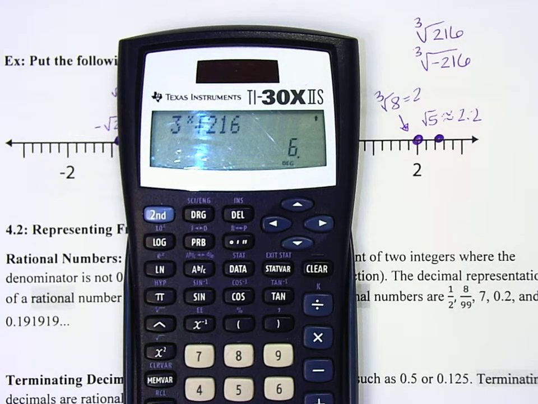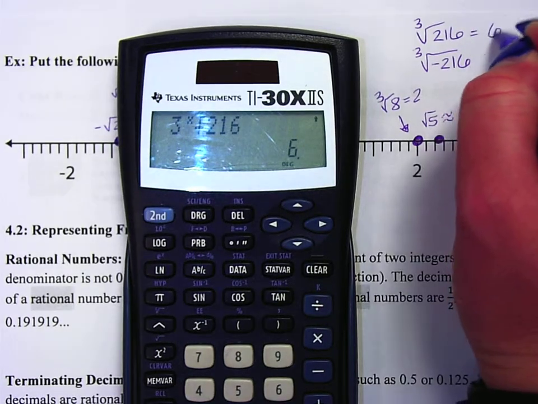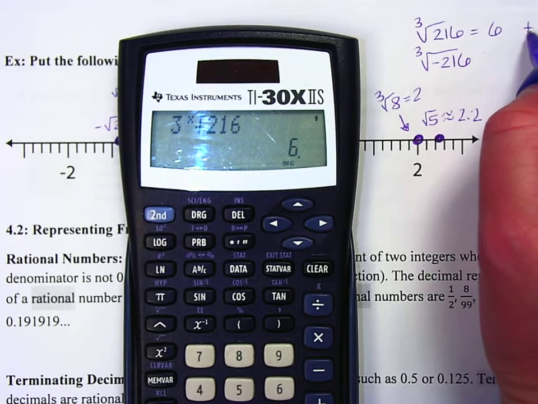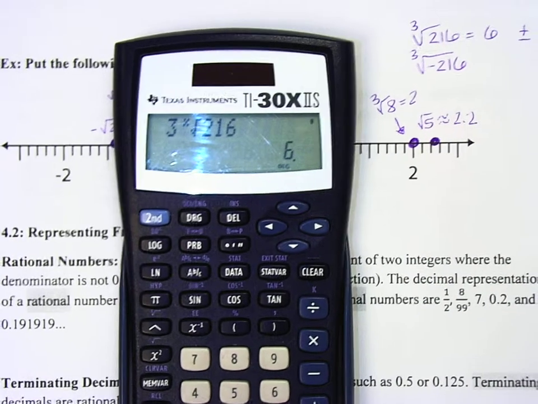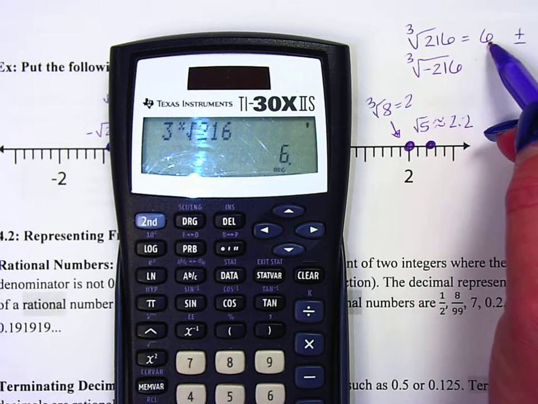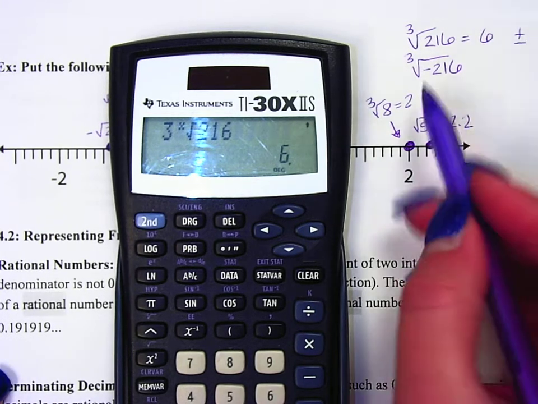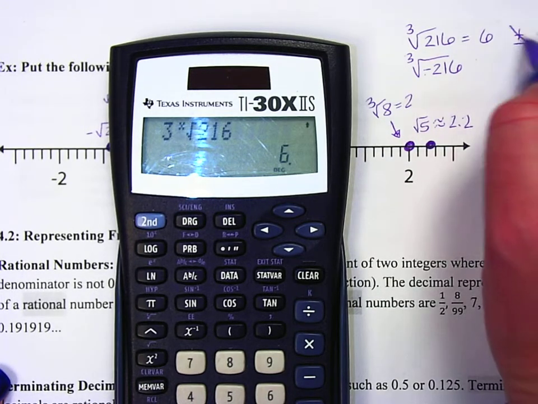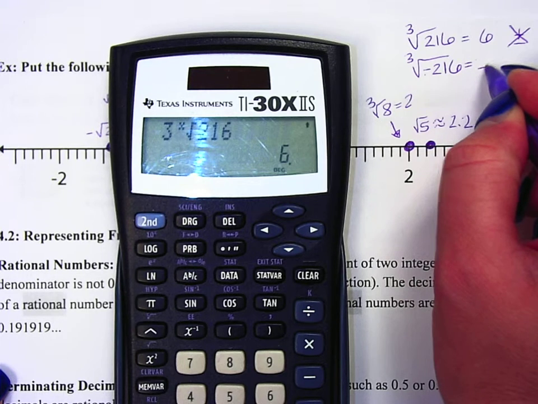So what times itself 3 times? Well, 6 times 6 times 6. Okay. But what's different about this today is that it cannot have that plus or minus symbol on the side. Okay, there's no such thing as a plus or minus in the cubed root. If I did negative 6 times negative 6, I would have negative 36 times another negative 6. That would make a negative answer. Okay, so there's no such thing as both. It's either one or the other.